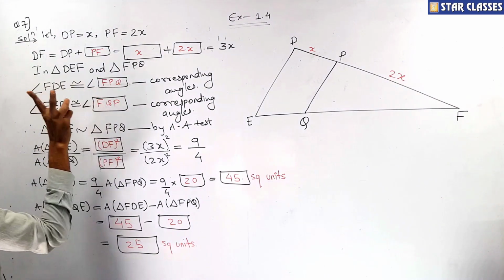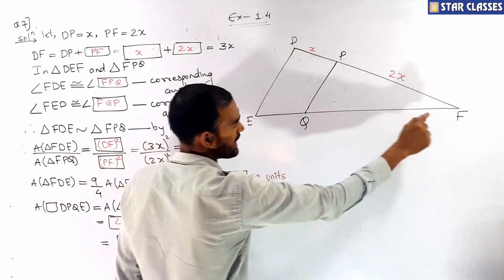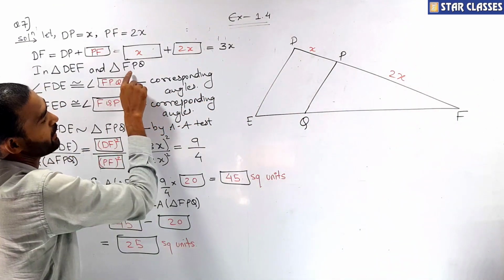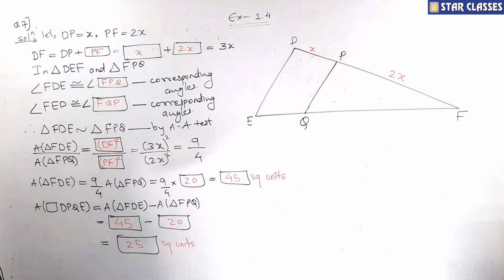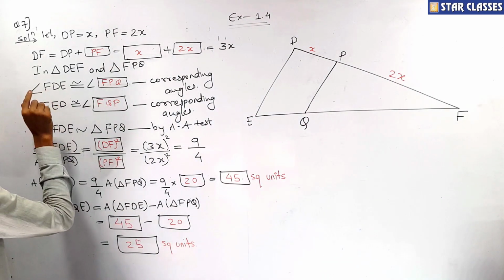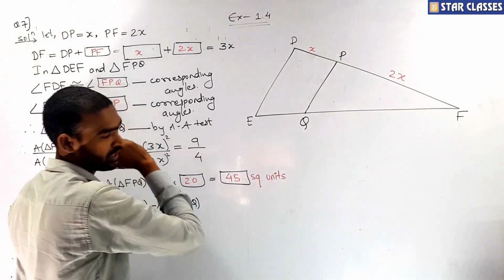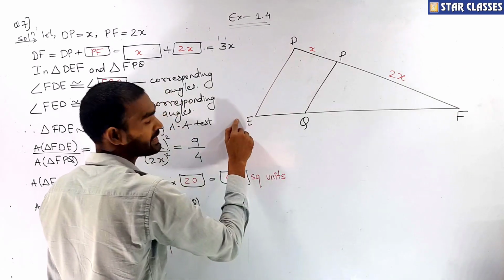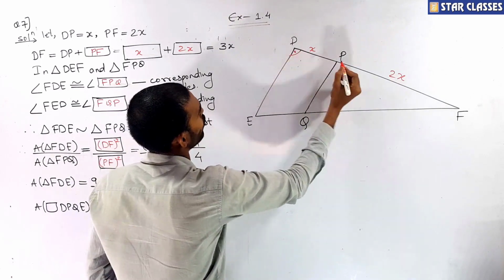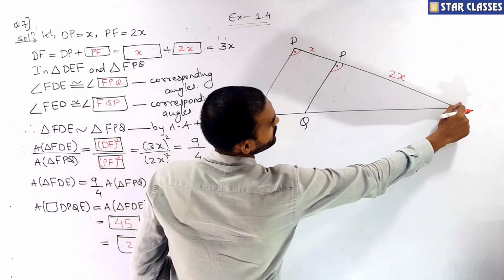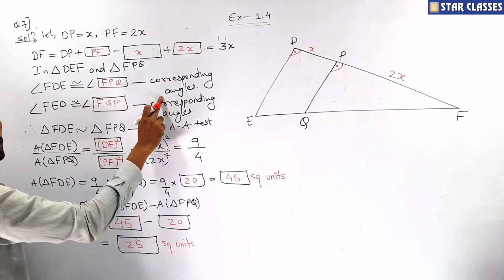Next step. Now we are selecting two triangles, DEF and FPQ. Let us check DEF, and the second triangle is FPQ. These are the two triangles, one larger, one smaller. Now angle FDE is congruent to angle FPQ. Let us check. It means these two angles are congruent. Reason? You can see here the alphabet F. This F will give you corresponding angles. So the reason is corresponding angles.